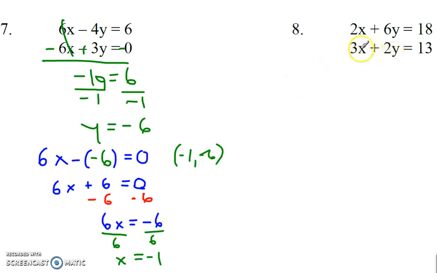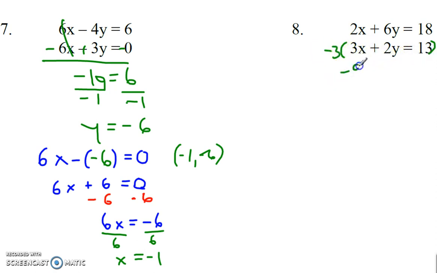Number 8. Notice none of the coefficients are equal. None of them are opposite. So I'm going to check what I can multiply to get the other one. 3 and 2 don't multiply to get each other. I can multiply 2 to get 6. And since I want the opposite, I'm going to multiply to get negative 6. And that means multiplying this by negative 3.